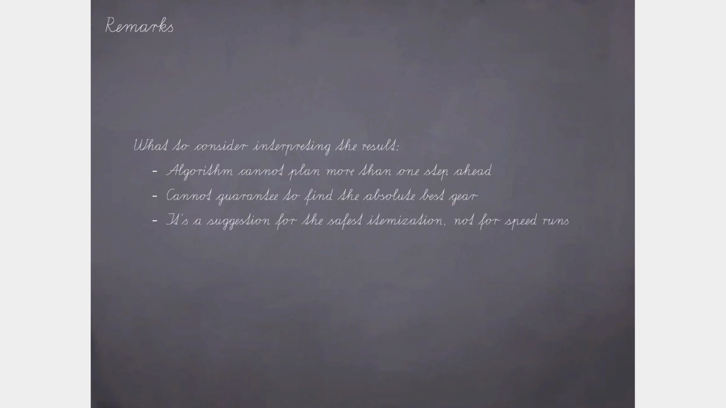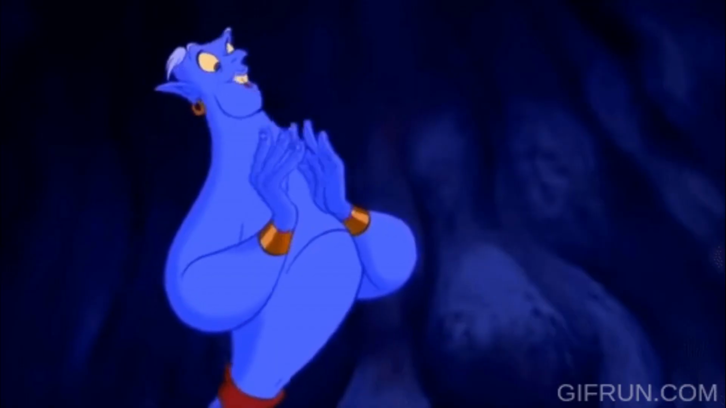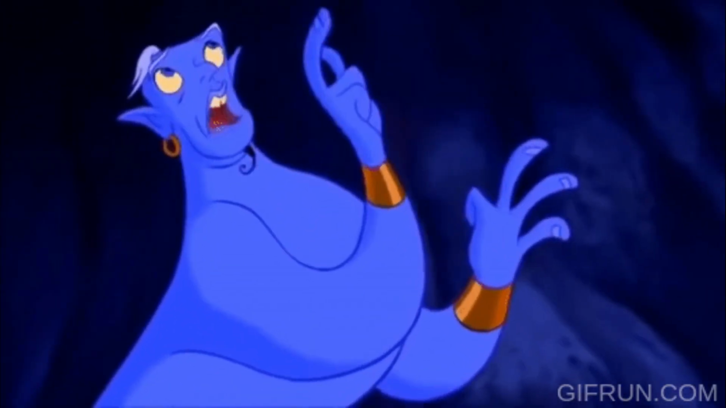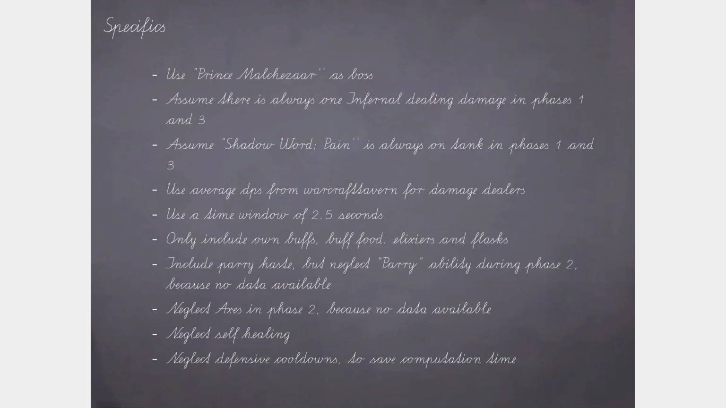Thirdly, the result will show the safest itemization, balancing offense and defense. It won't necessarily be optimal for speedruns or hardcore raiding guilds. Lastly, the optimization only holds true for one boss, since the likelihood depends on the enemy's stats. There are also a few specifics, approximations, quid pro quos I have to make that are all listed here.